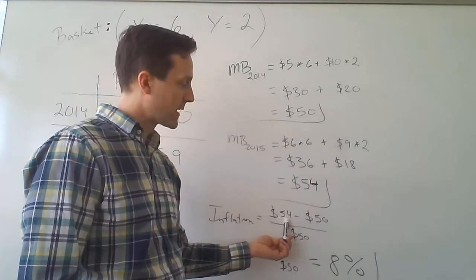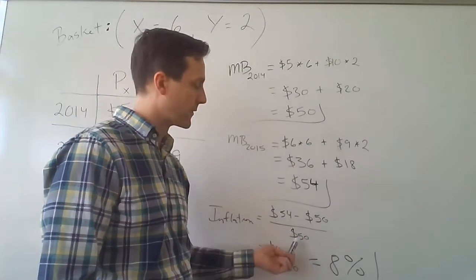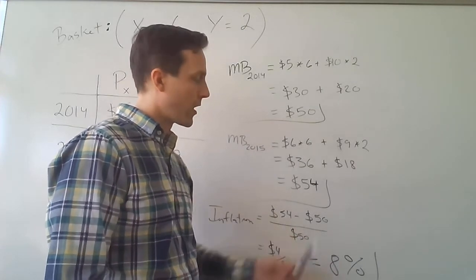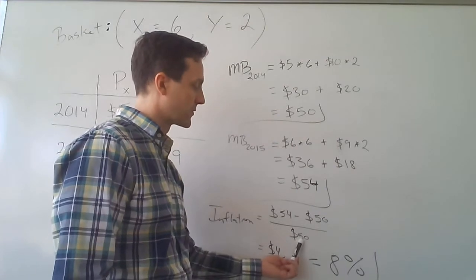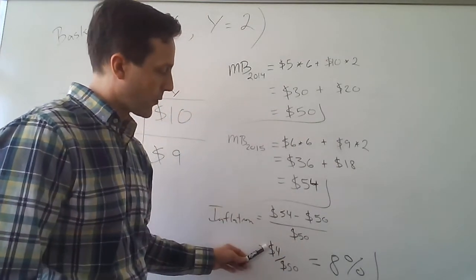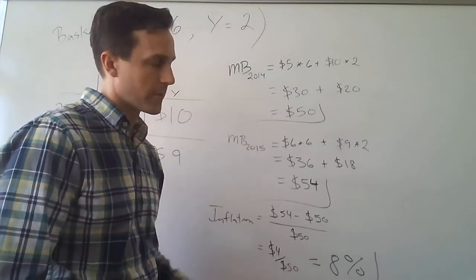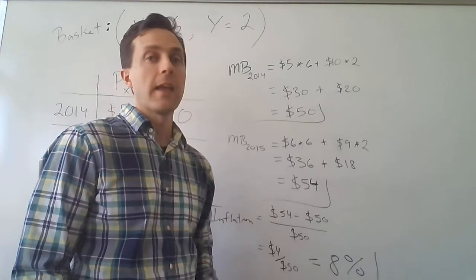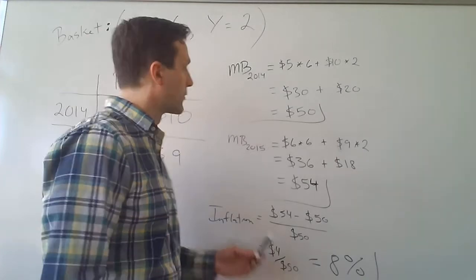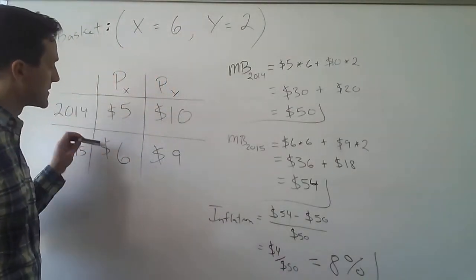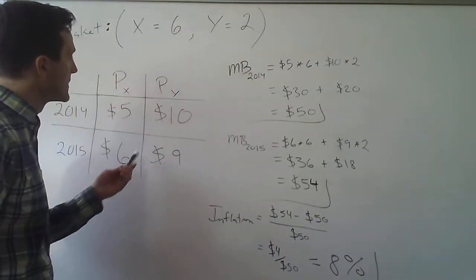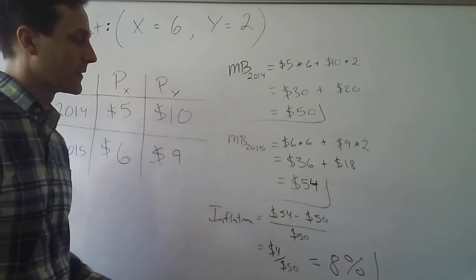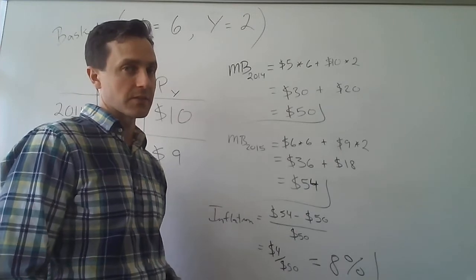So the growth rate is the change relative to the initial amount. So the change is $54 minus 50. The initial amount is of course 50. And so we end up with $4 over 50, which it's pretty easy to find that is 8%, right? So from these price changes going from $5 to $6 for good X and $10 to $9 for good Y, there happens to be 8% inflation, right?